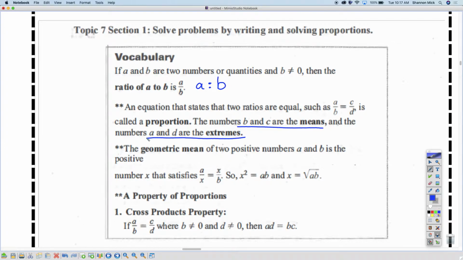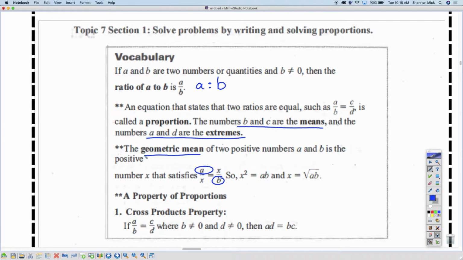The geometric mean of two positive numbers, A and B, is the positive number x that satisfies this equation. Okay, so A and B, see where they're at? A is in the numerator of the left, B is in the denominator of the right. Is that how they always have to be? Well, we're talking about the number that's in this place right here and this place right here. To get the geometric mean, it always has to be those two numbers.